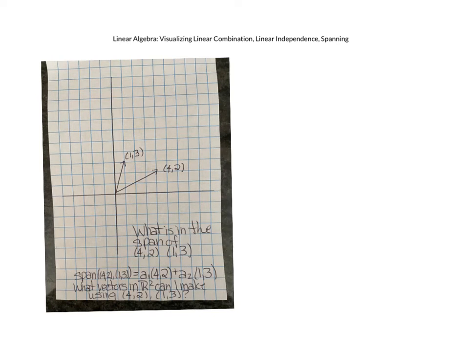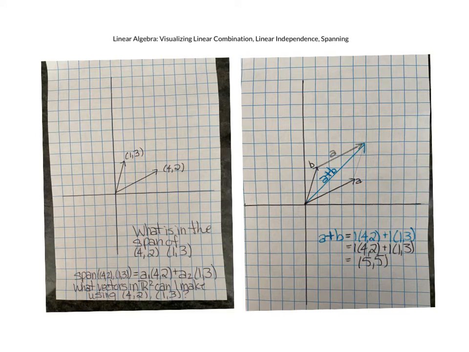So for my vector example for visualization, I'm going to start with two vectors. The first one is (4, 2), and the next one is (1, 3). And my question is, what is in the span of (4, 2) and (1, 3)? In other words, remember the span is all linear combinations of (4, 2) and (1, 3). In other words, what vectors in R2 can I make using (4, 2) and (1, 3)? And again, the tools I'm using to make new vectors are linear combinations.